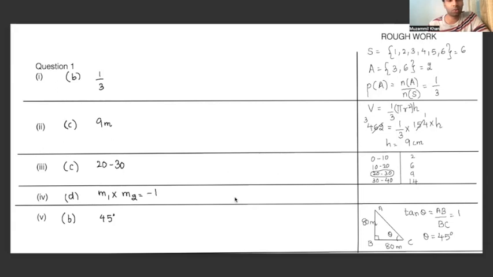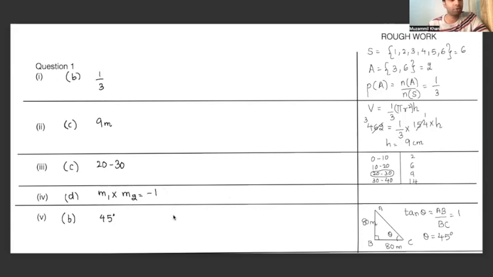Next, question 4. This was fairly simple. We were given 2 lines and we had to establish the relationship between their slopes. So this is m1 into m2 is equal to -1. And we all know this as the concept of negative reciprocal. And therefore, the answer is option D.